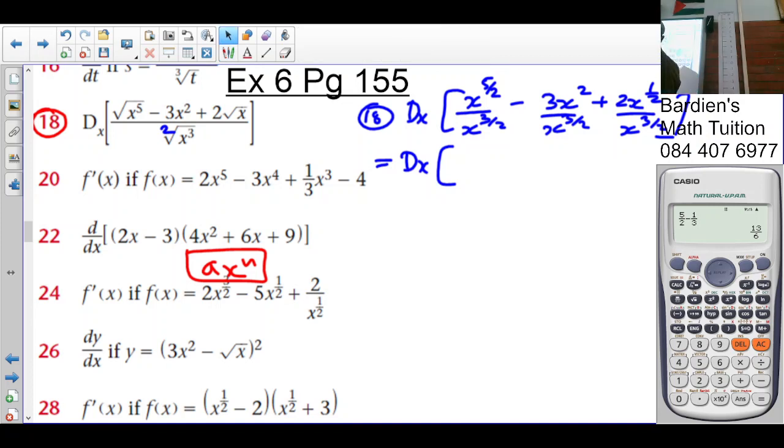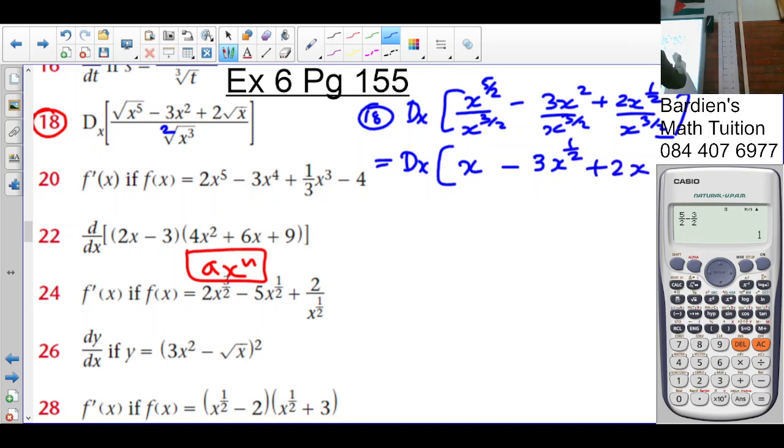So let's go again. So it's 5 over 2 minus 3 over 2 gives you 1. Yes. Minus 3x to the minus half, plus 2x to the negative 1. Is that correct? Right. Can I apply a derivative as I stand here?